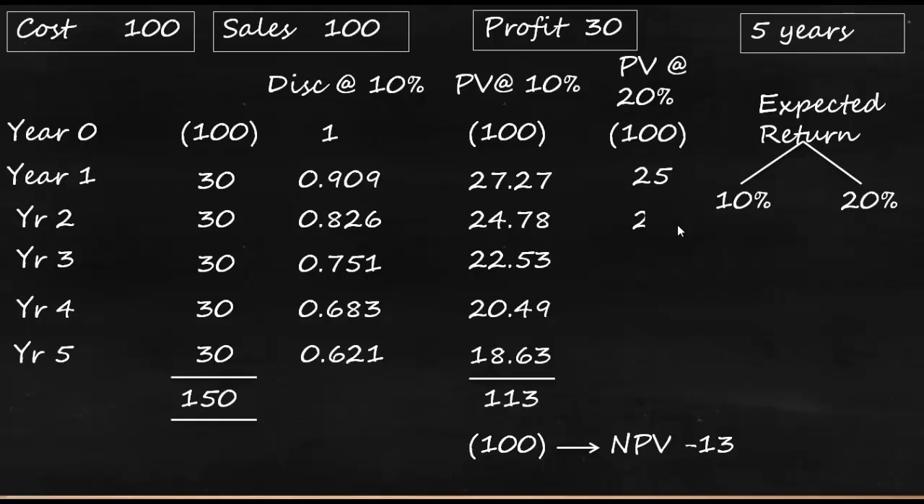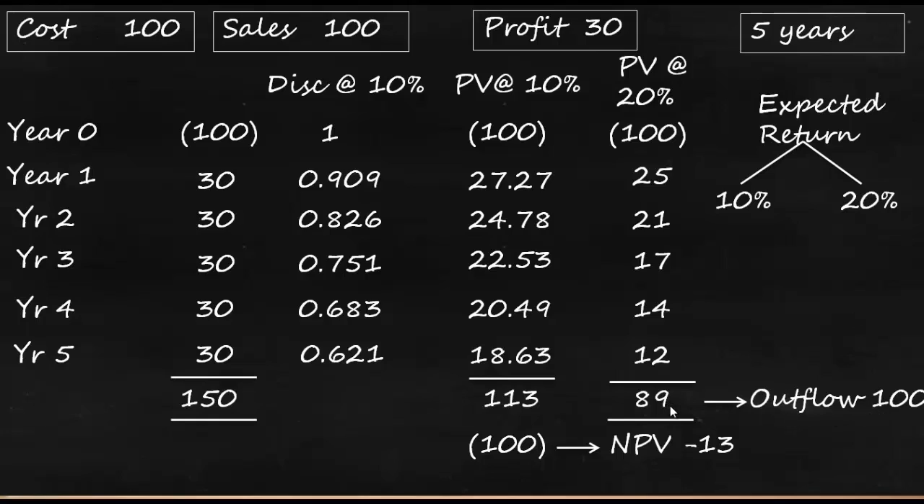And if you're going to get 30 after 2 years, it is equal to 21 now. After 3 years it's equal to 17, 4 years it's equal to 14, and 5 years it's equal to 12. So the 5 years of cash flow, which is 150, will be equivalent to a present value of 89. You have received 150, but its present value is 89 if you are expecting a 20% return. So here your outflow was 100, whereas the inflow is 89. There is a negative NPV to the extent of 11.